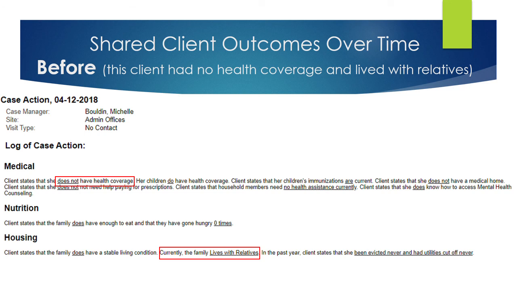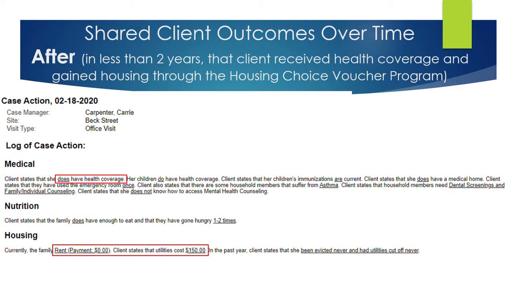Intake1 also shows shared client outcomes over time. For example, this client in 2018 did not have health coverage and was having to live with relatives, but by 2020 was able to have health coverage and have her own place by participating in the Housing Choice Voucher program.